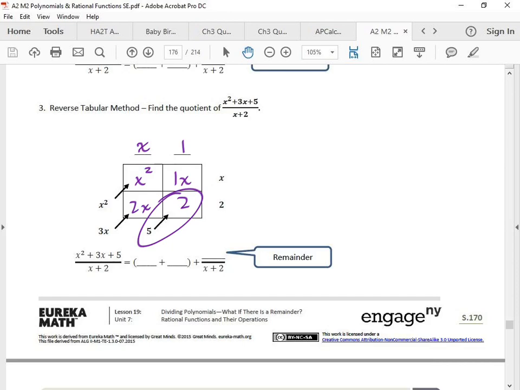Oh, you change the top 1 to a 5. You go 5 minus 2, and you get what? 3. Your remainder is 3. So you still have x plus 1 plus 3 over x plus 2. So whenever these don't match, you subtract them, and that's your remainder.